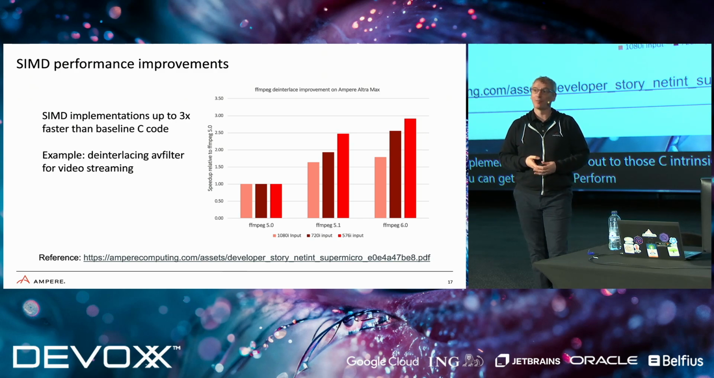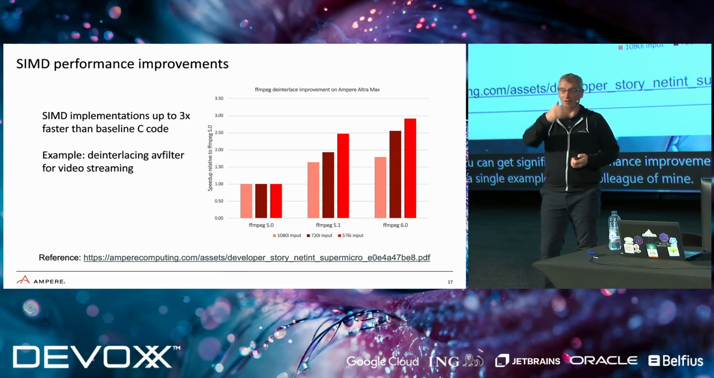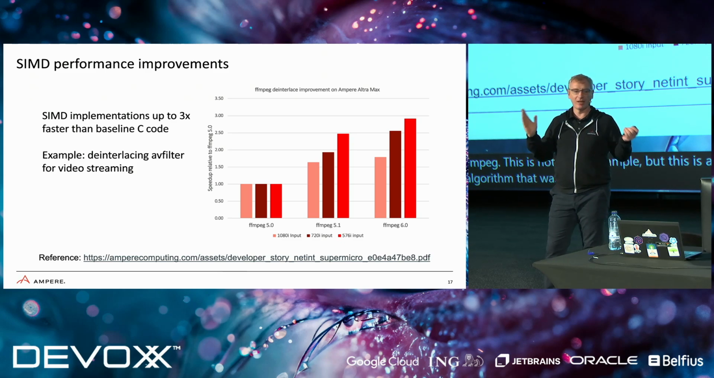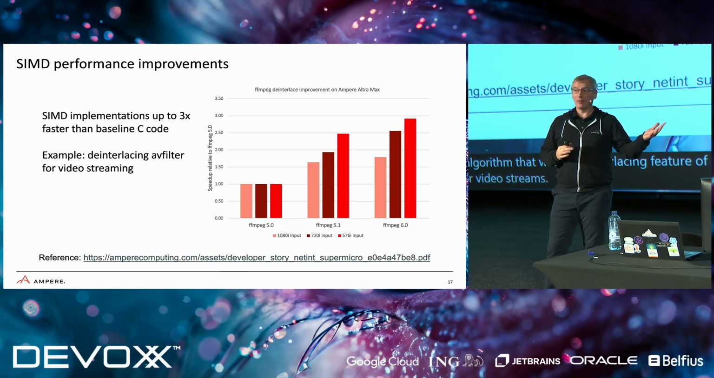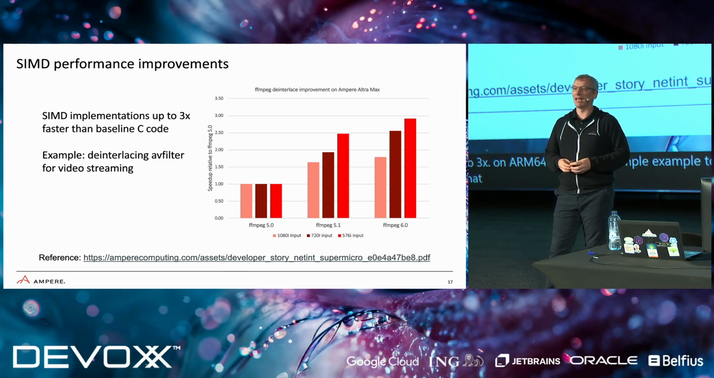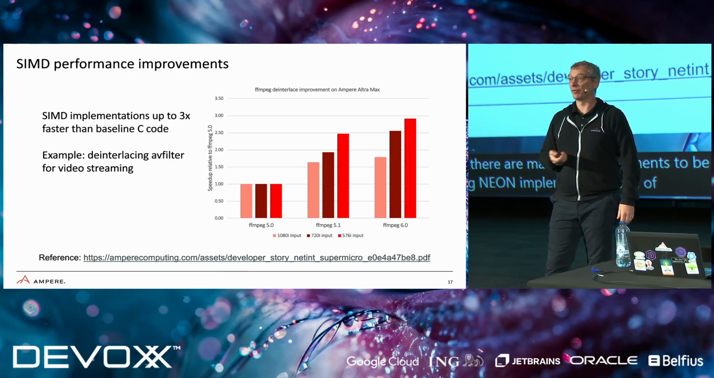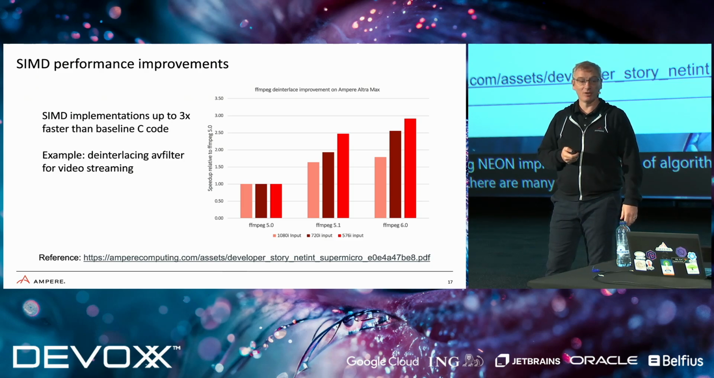This is a single example from a colleague of mine. This is from FFmpeg. This is not a Java example, but this is a single algorithm that was a deinterlacing feature of AV filter for video streams. And simply changing to a Neon implementation of the algorithm increased the performance by up to 3x on ARM64. So this is a simple example to show that there are massive improvements to be gained by creating Neon implementations of algorithms like this. And there are many of them in the JVM, particularly in the cryptographic libraries and so on.